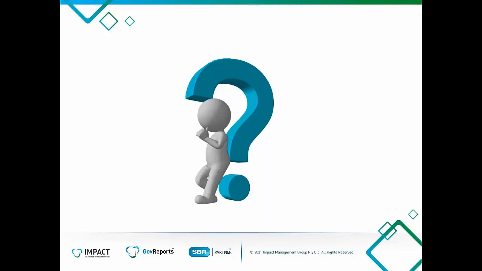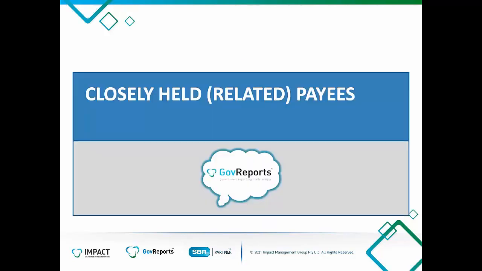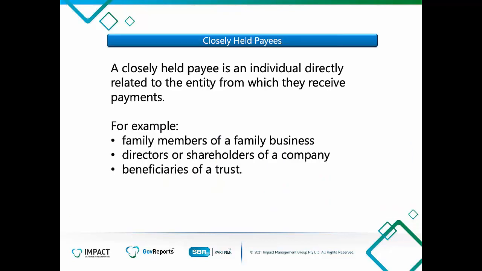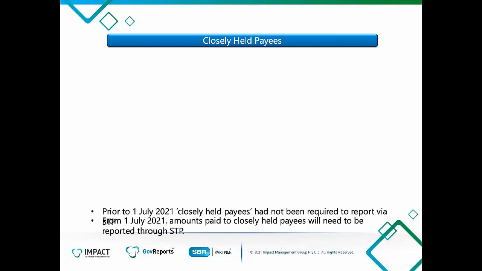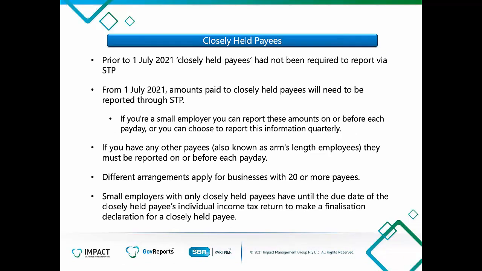Okay, all right, cool. Closely held, and of course they are related payees, and this is an area that personally I think is going to cause a bit of angst for people. It is, of course, that you are related to the entity. You're a family member of a family business, you're a director or a shareholder of the company, or you're a beneficiary of a trust. So it is going to affect a lot of companies that have not been in the Single Touch Payroll regime, even though perhaps they should have been in this last 12 months.